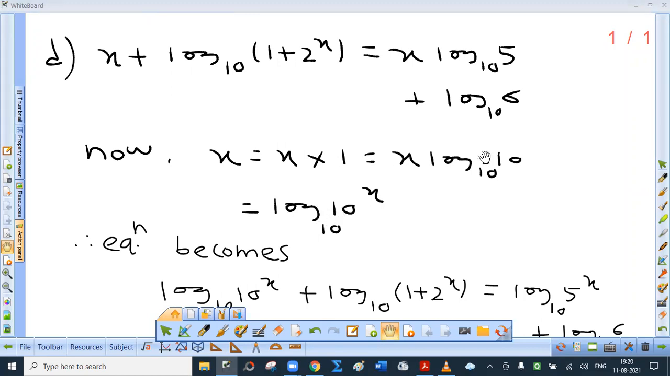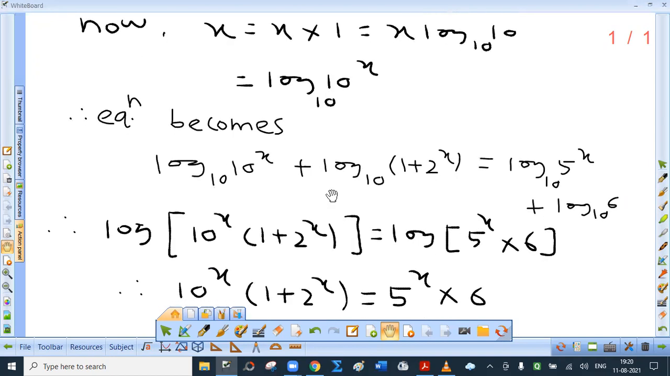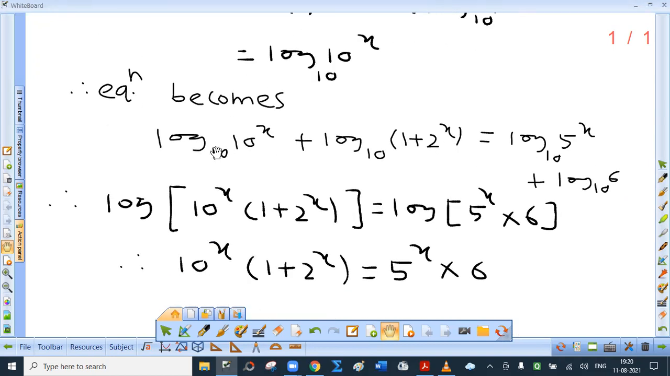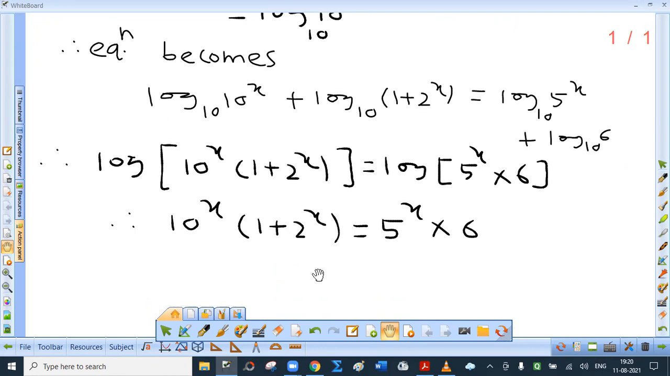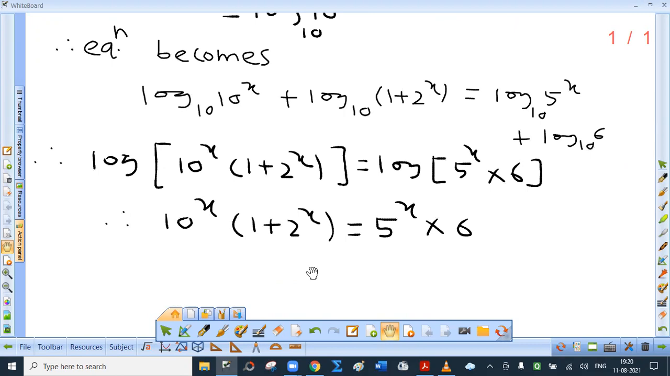Now n log m is log of m raised to n. So the equation becomes, now it is log m plus log n, log mn. Same on the right hand side. Now taking off the logarithm. So 10 raised to x into (1 plus 2 raised to x) is 5 raised to x into 6. Now I will write this directly. I hope you understand this. What is 10? 2 into 5. So 10 raised to x is 2 raised to x into 5 raised to x.